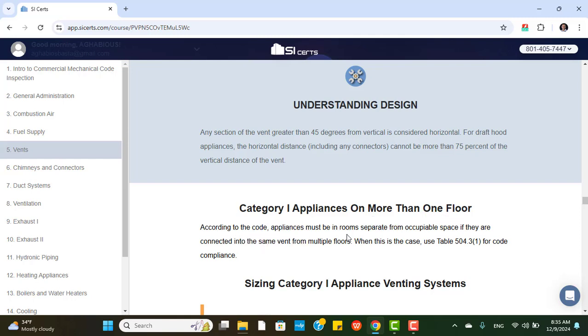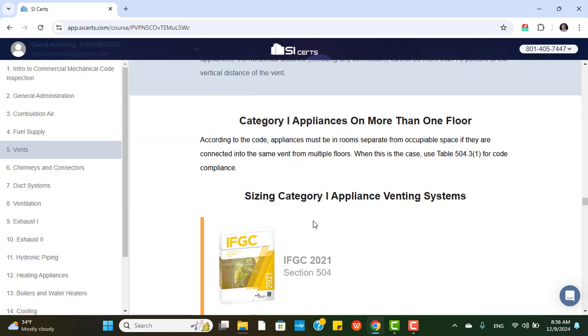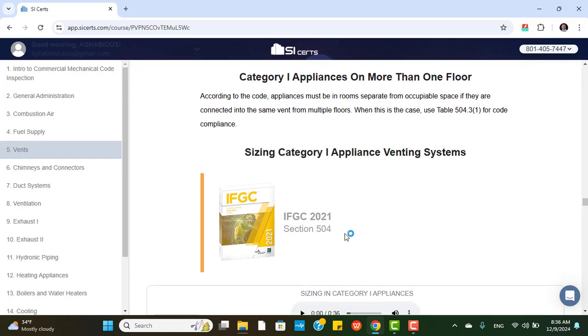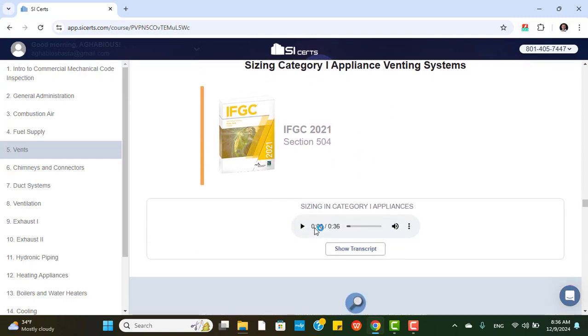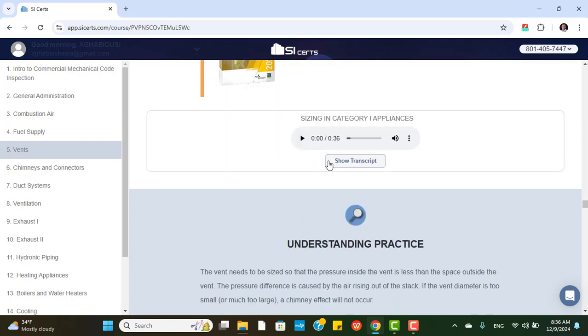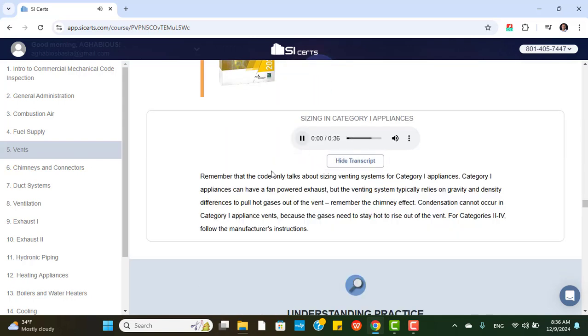According to the code, appliances must be in a room separate from occupiable space if they are connected into the same vent for multiple floors. When this is the case, use table 504.3.1 for code compliance. Sizing category 1 appliance venting system. International Fuel Gas Code 2021, section 504. Sizing in category 1 appliances.